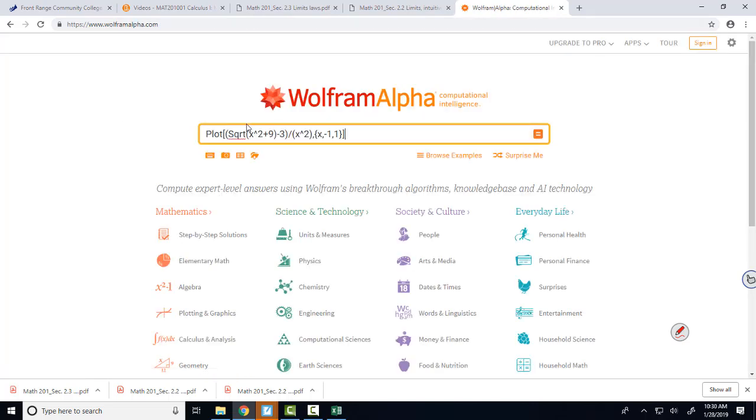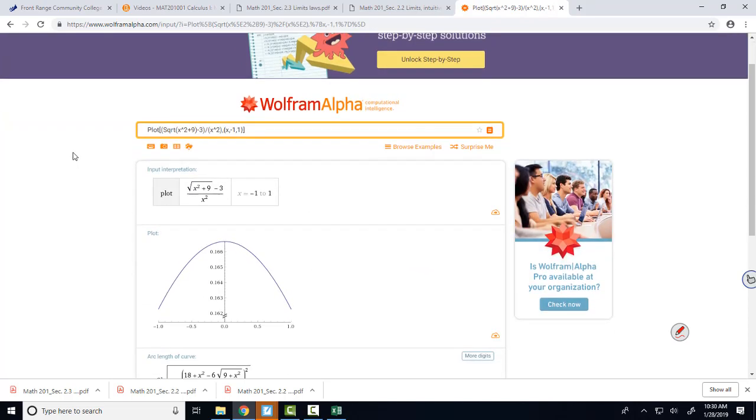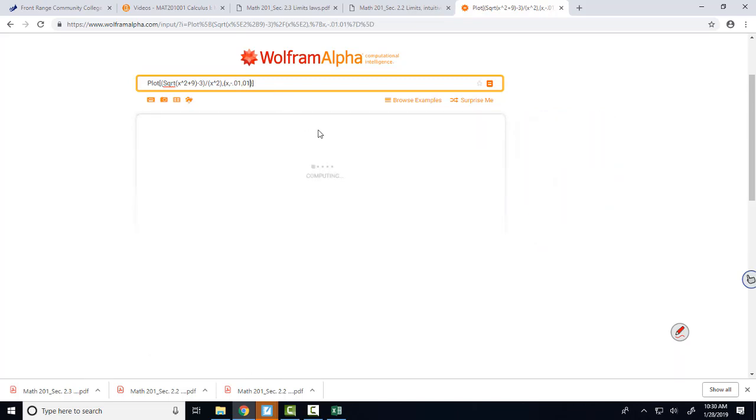Okay. Let's look at the graph of this function near zero. There's the graph of this function near zero, right? And we can see, hey, it appears that the closer and closer we get to zero, the closer the y values get to about 1/6. Okay? But if I make the mistake of zooming in too far, let's see how it behaves when I zoom in further.